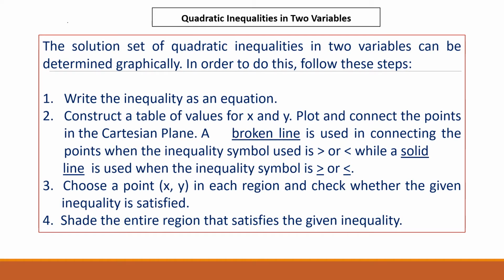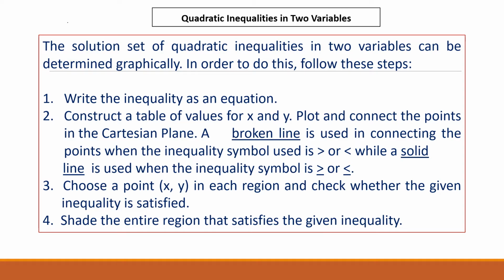So how do we solve quadratic inequalities in two variables? The solution set of quadratic inequalities in two variables can be determined graphically. In order to do this, follow these steps. For step 1, write the inequality as an equation. Step 2, construct a table of values for x and y. Plot and connect the points in the Cartesian plane.